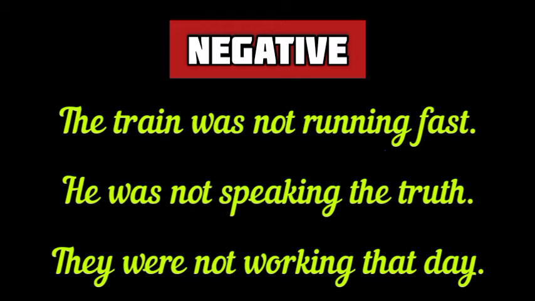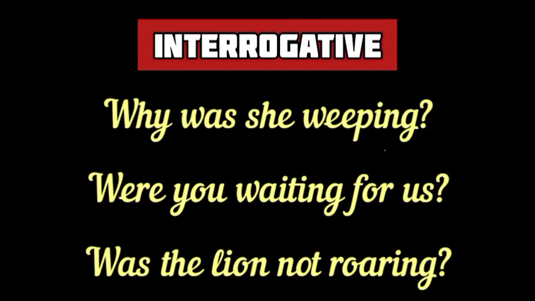They were not walking that day. Here also, were not walking is in past continuous tense, but here we are using not in between the auxiliary verb was or were and the ing form of the main verb in the negative sentences. But what about the interrogative sentences?